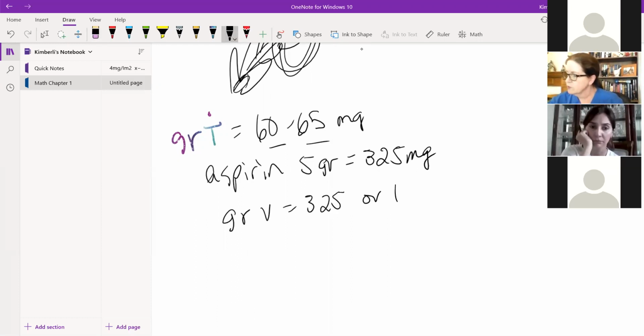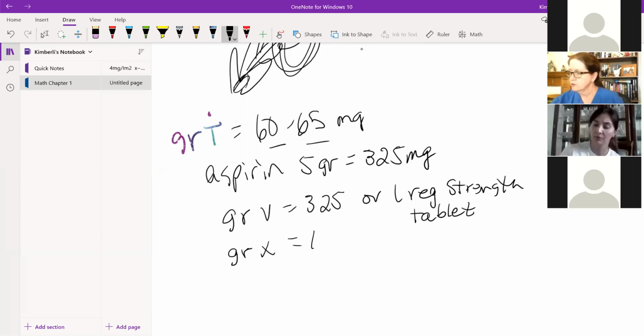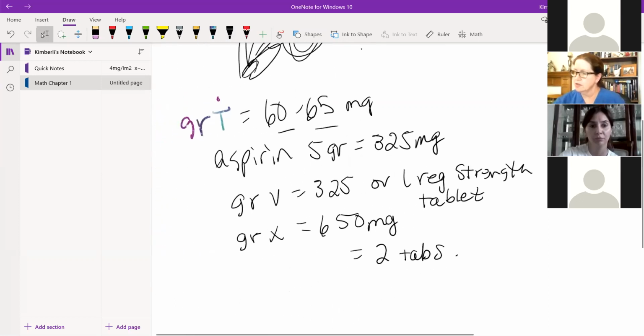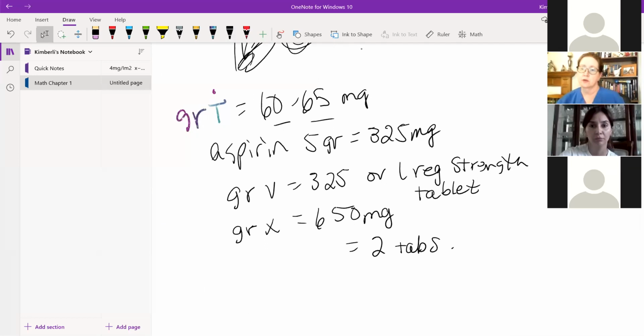325 milligrams or 1 regular strength tablet. So then 10 grains is going to be 650 milligrams, or 2 tablets. Now, most of the time when we go into the grocery store or Target or Walmart or wherever, and we're buying aspirin, what we're going to see is 500 milligrams. So if it's 500 milligrams, how many grains is that?